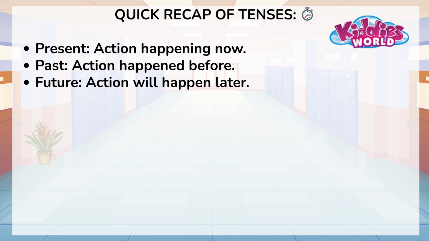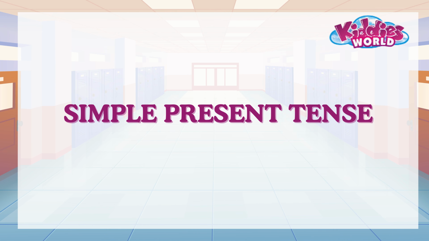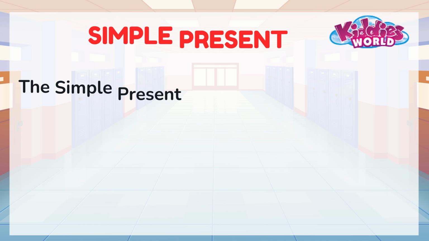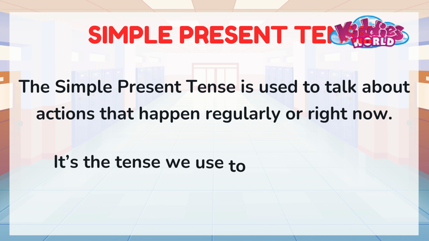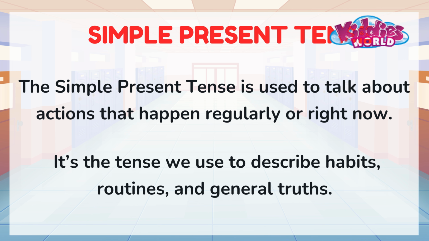Great! Now that we've learnt about tenses, in this video, we'll focus on the simple present tense. In future lessons, we'll explore the other tenses. The simple present tense is used to talk about actions that happen regularly or right now. It's the tense we use to describe habits, routines, and general truths.